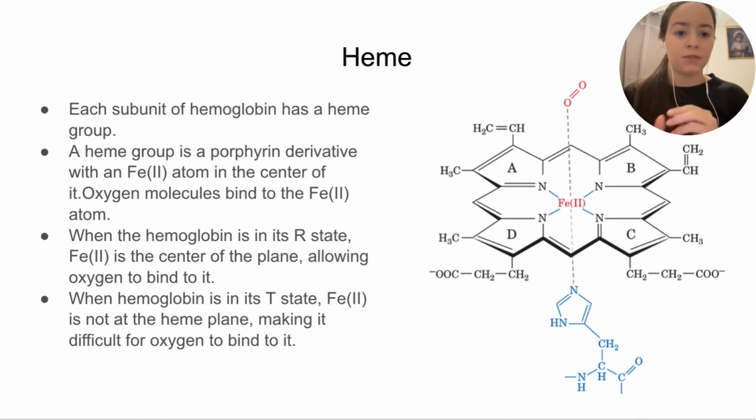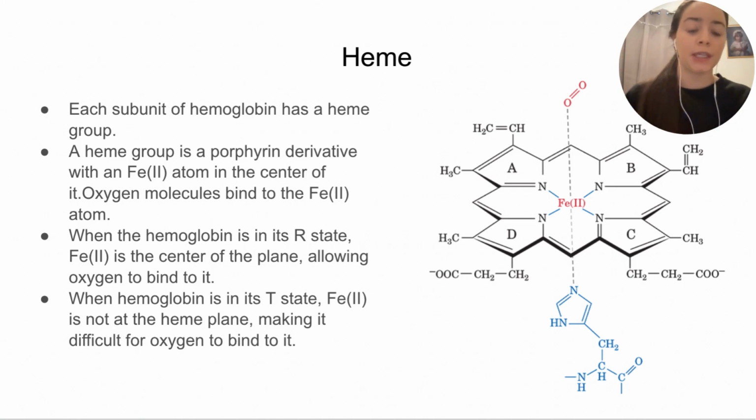Each subunit of the hemoglobin has a heme group in it, and each heme group has an iron atom attached to it. And this is where oxygen binds onto the hemoglobin. It binds onto the iron of the heme group.